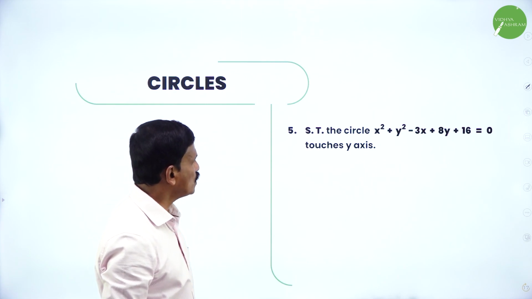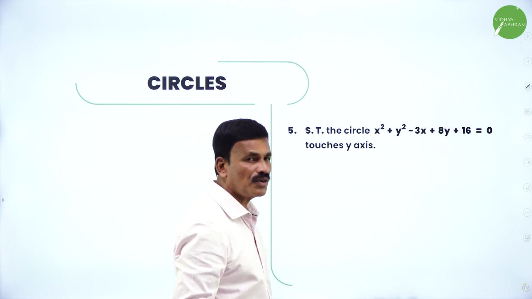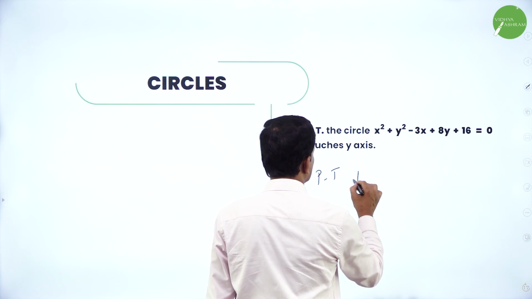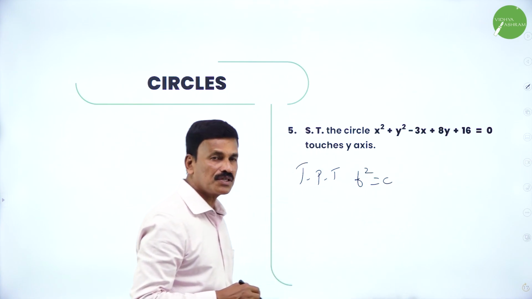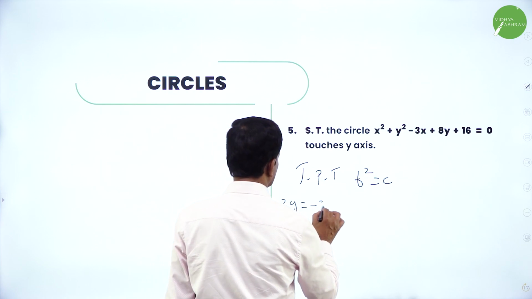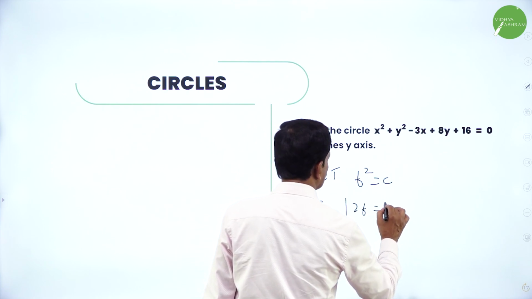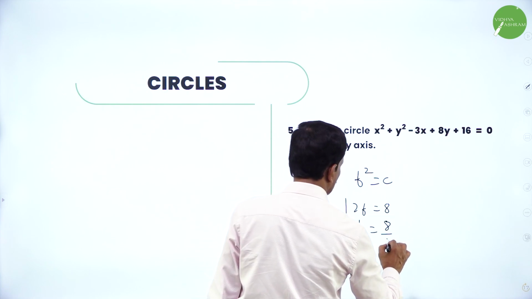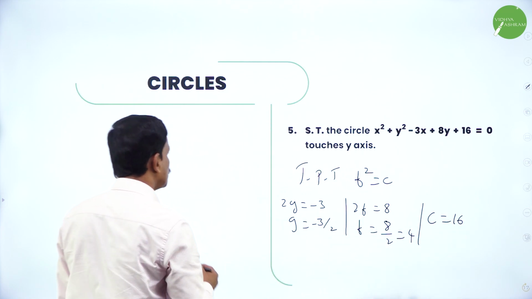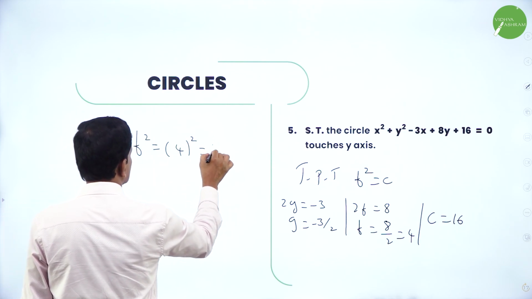Show that the circle x square plus y square minus 3x plus 8y plus 16 is equal to 0 touches the y-axis. Now let us verify, same as before, to prove that f square is equal to c, verify whether f square is equal to c or not. Now just find out g. What is 2g? 2g is equal to minus 3, g is equal to minus 3 by 2, 2f is equal to 8, f is equal to 8 by 2 is 4 and c is equal to 16. Now just find out f square. What is f square? 4 square is equal to 16.